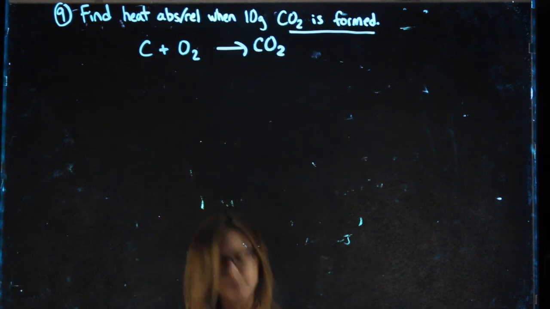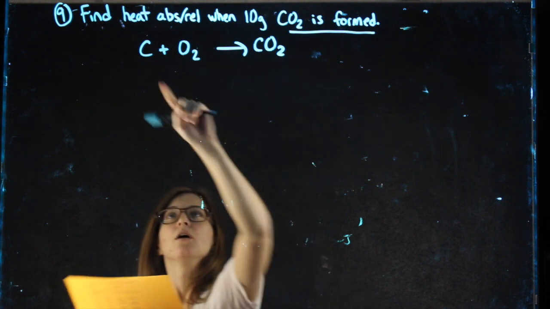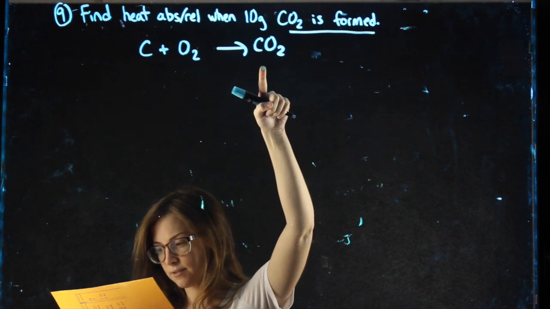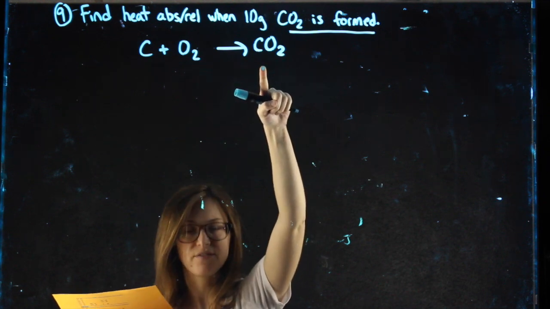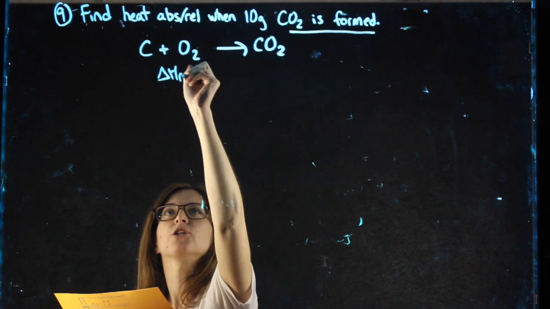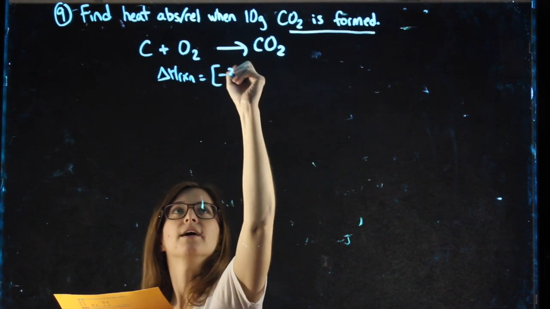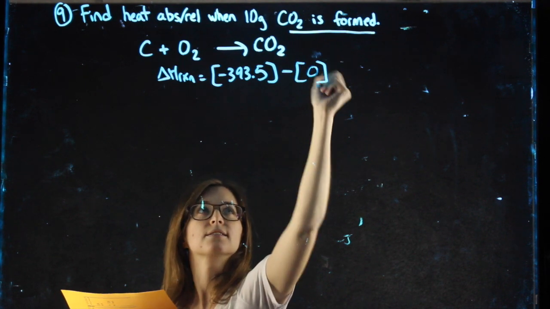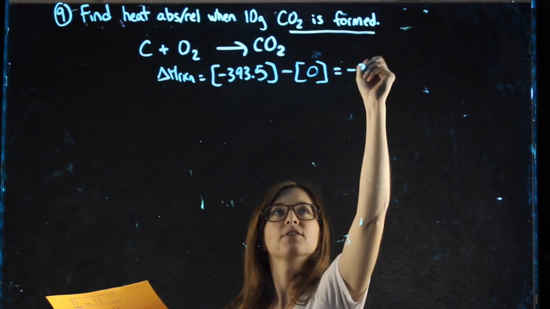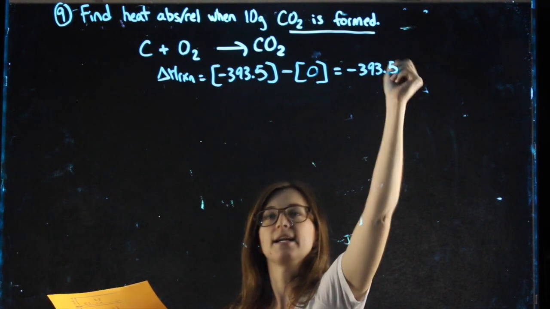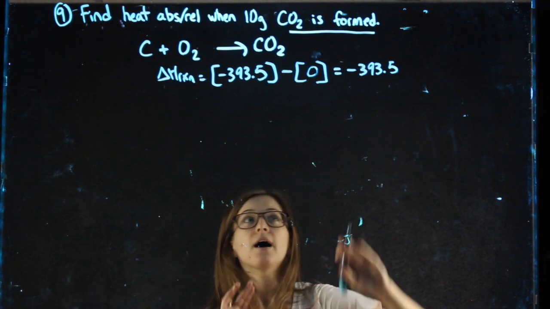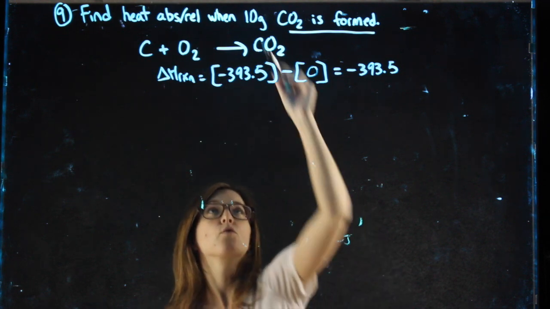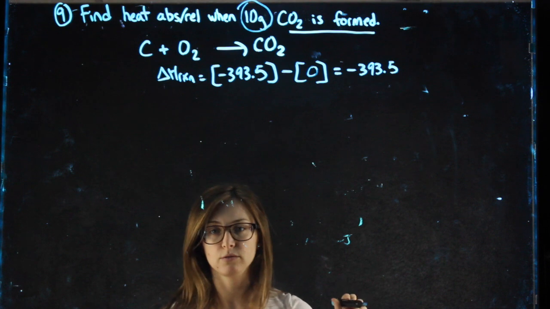When I go to do products minus reactants on this, both of these are pure elements, so they have a value of 0. CO2 has a value of negative 393.5. So my heat of reaction, products minus reactants. My heat of reaction, therefore, is negative 393.5. Now going back to the question, they want the heat absorbed or released for 10 grams of the CO2.